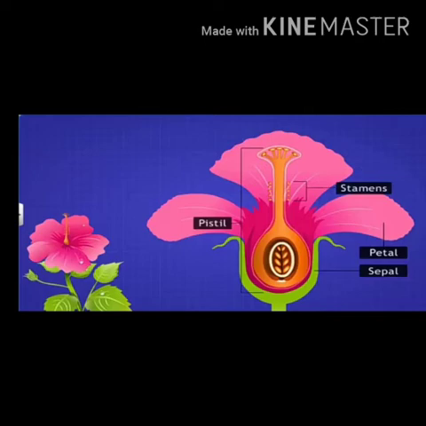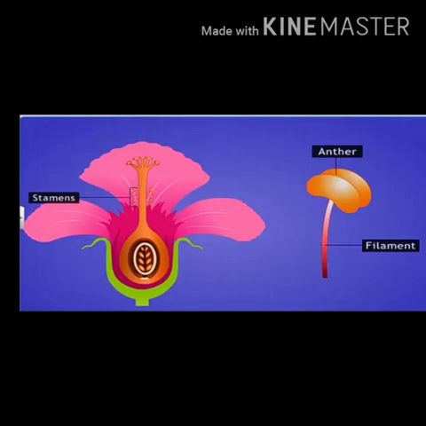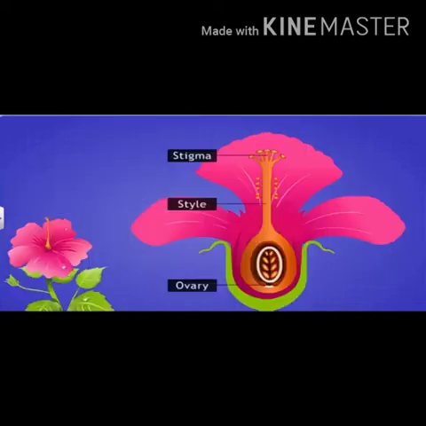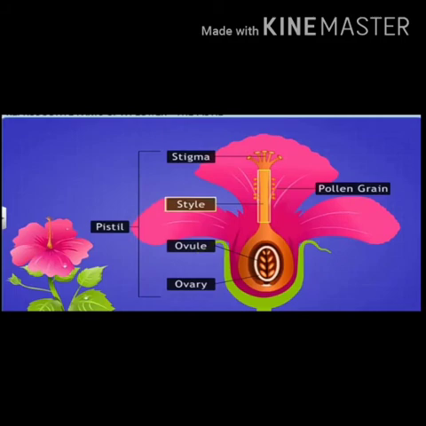Just remember. Now next, androecium consists of stamens. Stamens have 2 main parts, anther and filament. Anther produces pollen grains. Now next is gynoecium. Gynoecium consists of pistil. Pistil has 3 parts, stigma, style and ovary. Ovary contains ovules. Now just look at these ovules. After fertilization they form seeds, right?